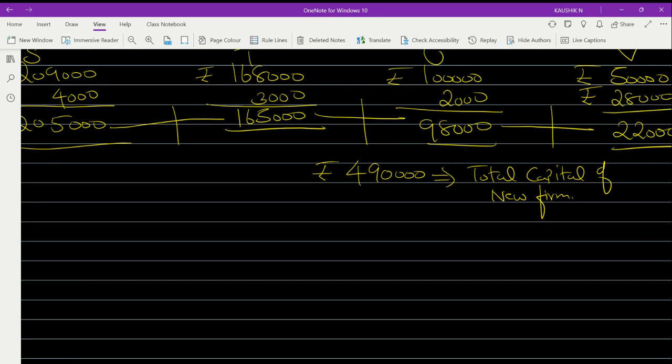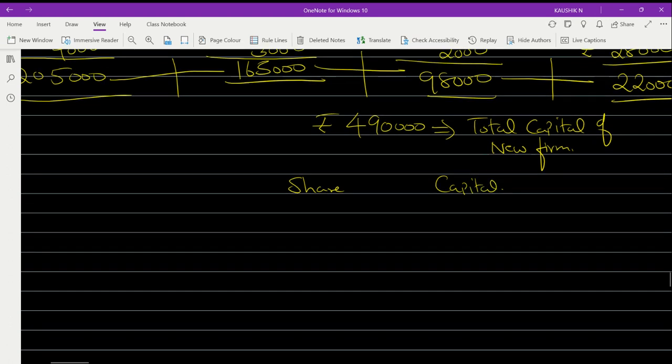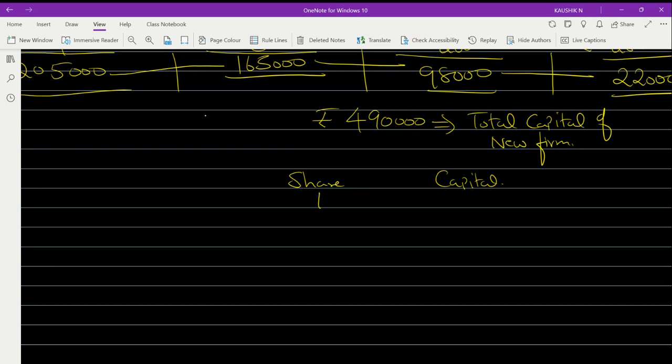So now you should understand we have to derive the value of each partner, how much they should have. So let's take share and capital. If the entire share is 1, that means if the base is 10, 10 out of 10 is 1. If the base is 5, 5 out of 5 is 1. Let the entire share in the firm be 1. If that is the case, the total capital is 4 lakh 90,000. Now let's calculate for each and every partner.